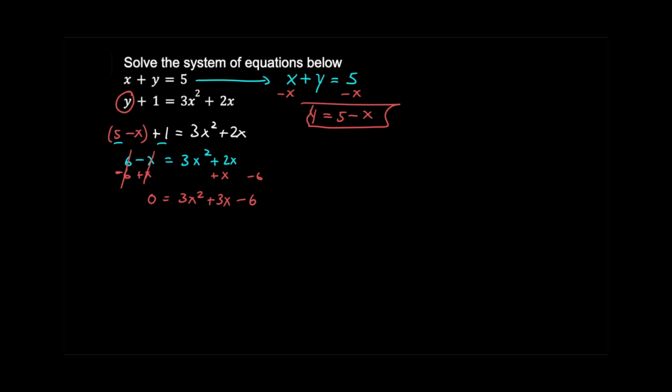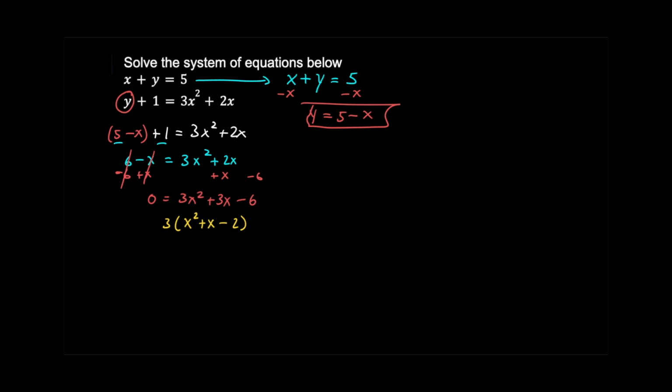Now I can try to solve this in a couple of different ways. I'm going to try factoring first because that's the method I prefer. But you could also do the quadratic formula or completing the square. I see that there's a common monomial of 3 that goes into all the terms, so I'm going to factor that out. That gives me x squared plus x minus 2. I'll continue to try to factor here.